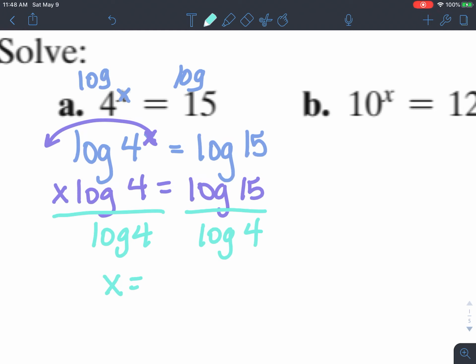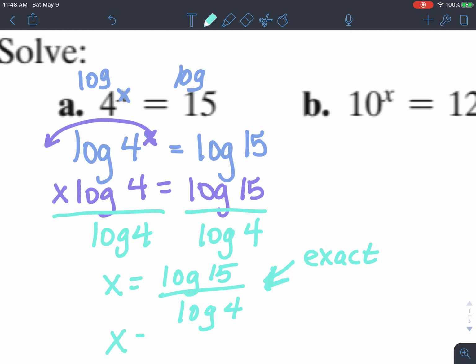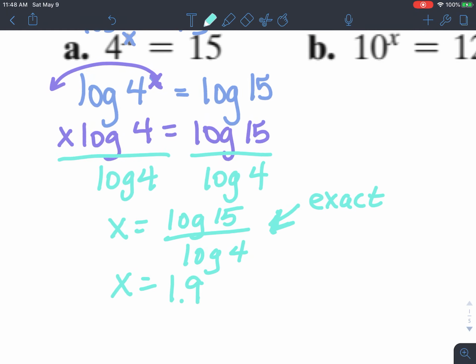It depends on the directions, how they want you to leave the answer. If they say they want the answer to be exact, then this would literally be the answer. This would be exact because there's no rounding involved. But if you were to type it in a calculator, which I'll do now, we get 1.95. Again, read the directions, round to whatever place they ask you to. I know they ask you to round it differently on every single problem. Just read the directions. So we'll go to the third decimal place.